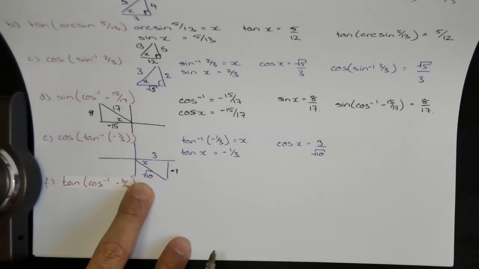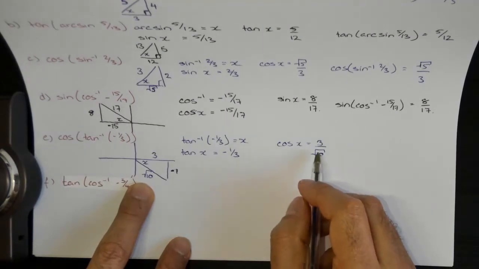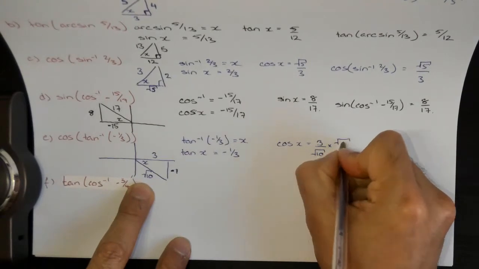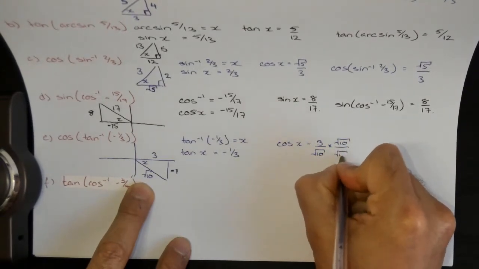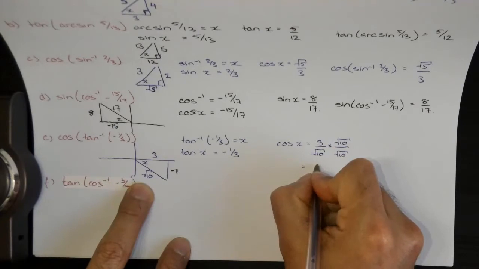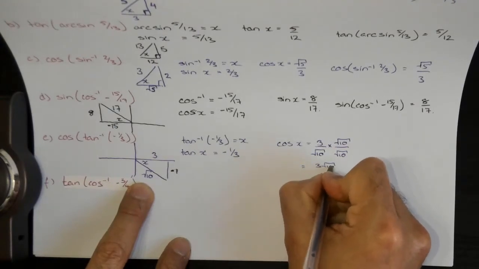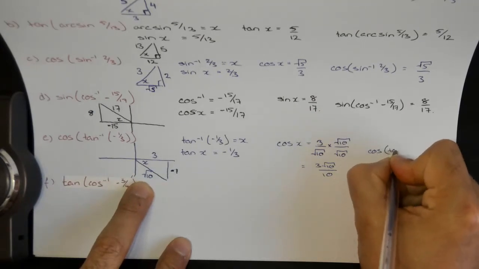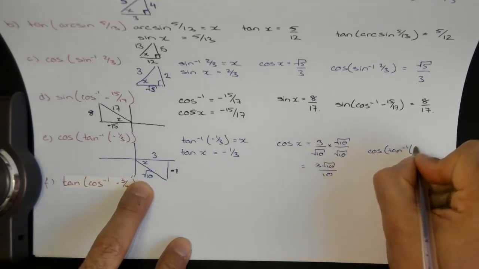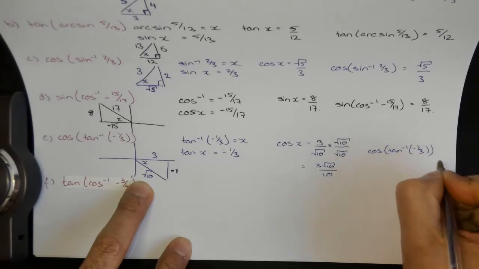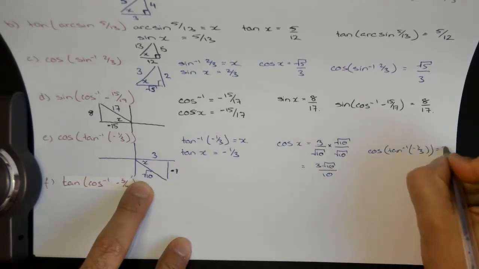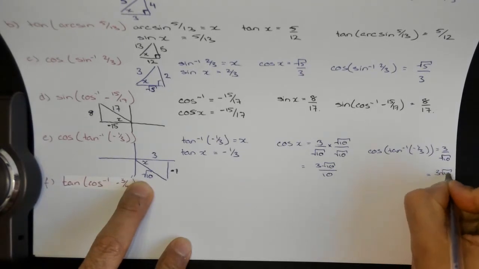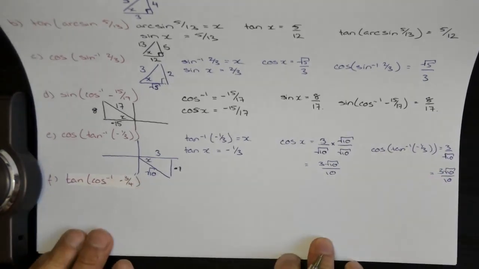And what we're going to do is let's make this a rational denominator. So the solution to cos of inverse tan of negative 1/3, you can write it as 3 over square root 10, but as a rational denominator, we've got 3 square root 10 over 10. Okay.